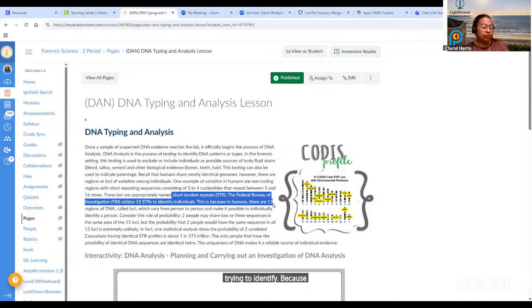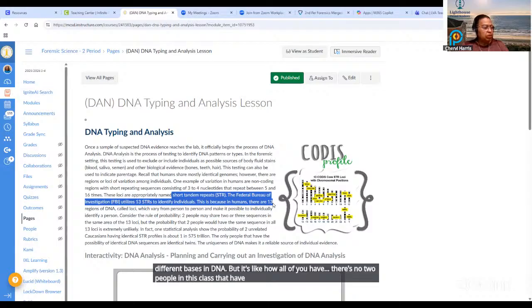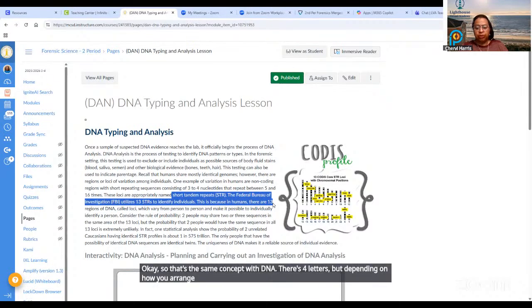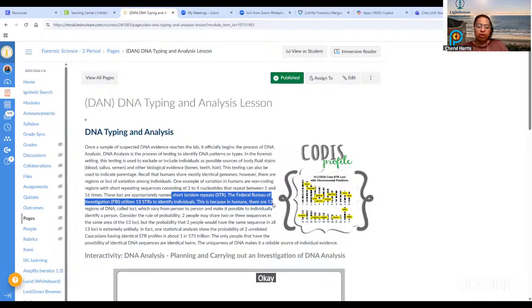Because as they said, there's only four different bases in DNA, but it's like how there's no two people in this class that have the same name, but we only use 26 letters in the alphabet to spell a word. Okay, so that's the same concept with DNA. There's four letters, but depending on the sequence that you arrange them in, will give you different information. Okay, so they look for the short tandem repeats, and that's an identifying factor.